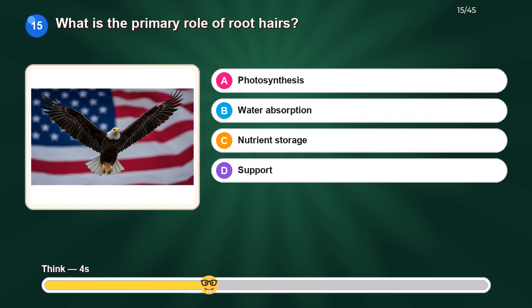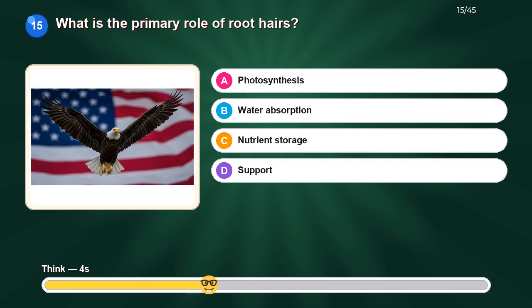What is the main characteristic of a compound leaf? Option A, entire lamina. Option B, multiple leaflets. Option C, single petiole. Option D, no axillary bud. The correct answer is multiple leaflets.